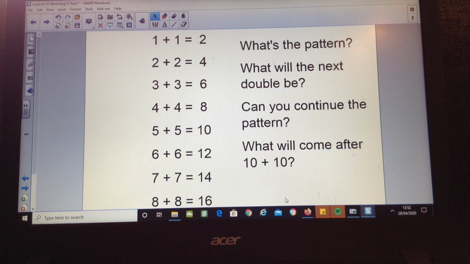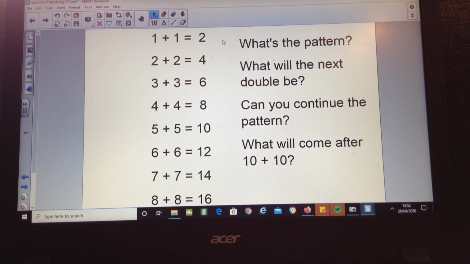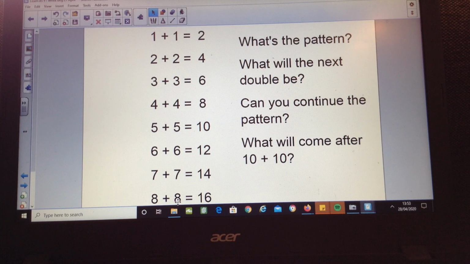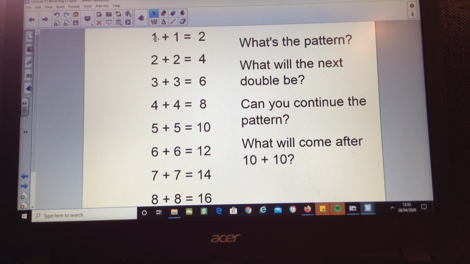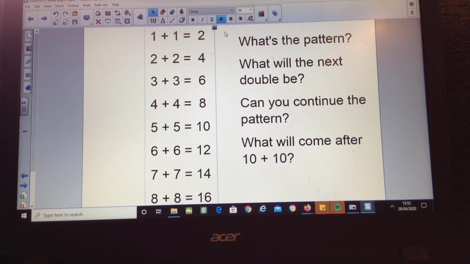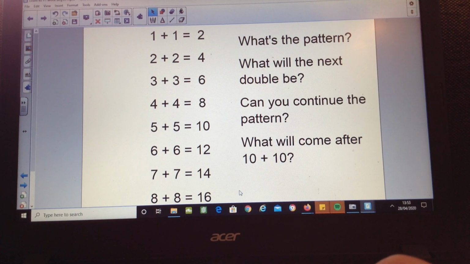Let's look at that a little bit more closely. I've got all our doubles from the very first one that you learnt at the very beginning of reception. 1 add 1, all the way up to the one for this week, which is 8 add 8. So we've got our numbers in order. 1, 2, 3, 4, 5, 6, 7, 8. And what's the pattern here? It's multiples of 2, isn't it? 2, 4, 6, 8, 10, 12, 14, 16. Now maths is all about patterns. Always ask yourself, what's the pattern?